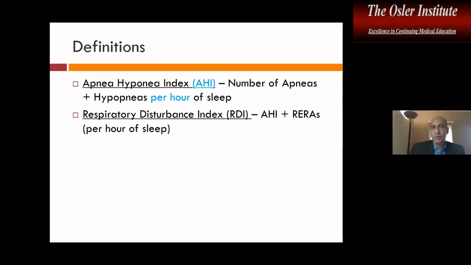So here is the differentiation between AHI and RDI. The apnea-hypopnea index is calculated per hour of sleep, and that's the number of apneas plus the hypopneas. The respiratory disturbance index, the RDI, is when you take the AHI and add in the RERAs, the respiratory effort-related arousals. Again, those are arousals on the EEG that do not meet the criteria for either an apneic or a hypopneic event.